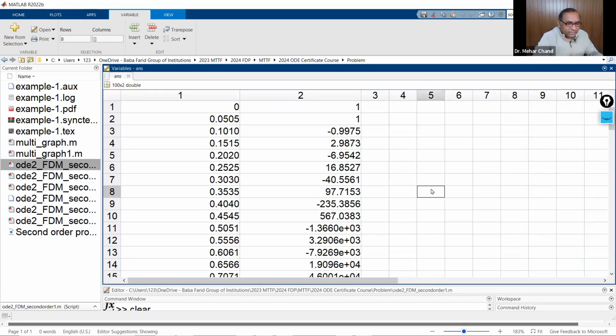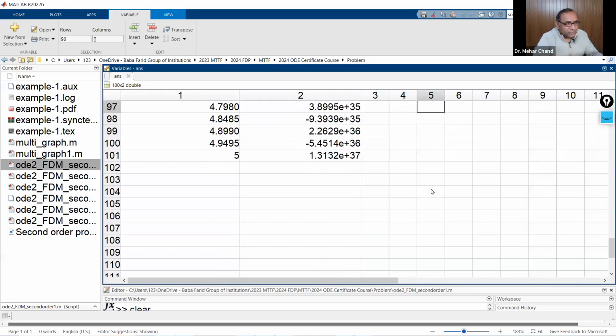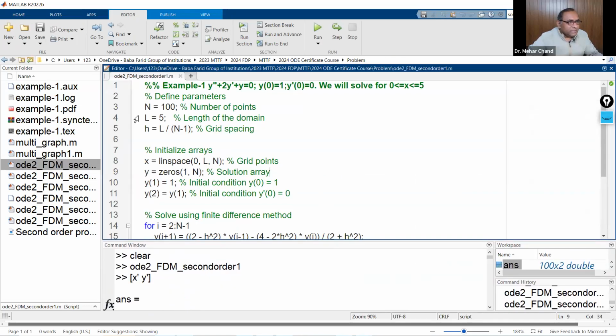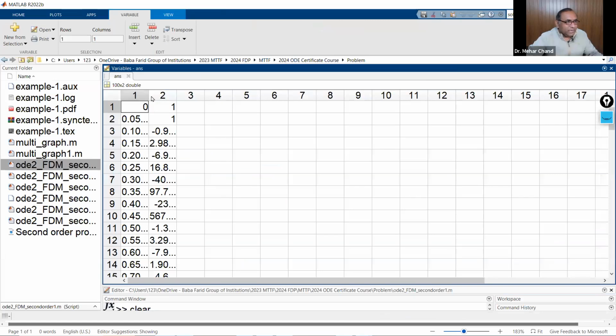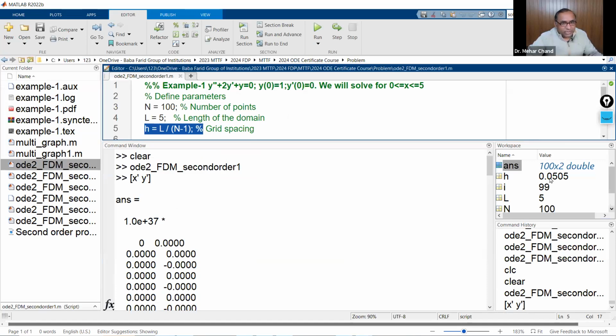You can see here the numerical values from 0 to 5, and these are the corresponding values of Y. The interval we have is 0 to 5, and we break this interval into sub-intervals or points by taking this step size. Corresponding to this, we have the numerical values in the workspace. When you click and open, these are the numerical values. Got it? Is it okay?